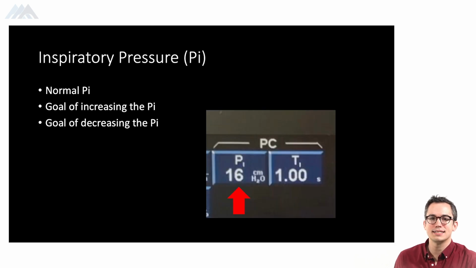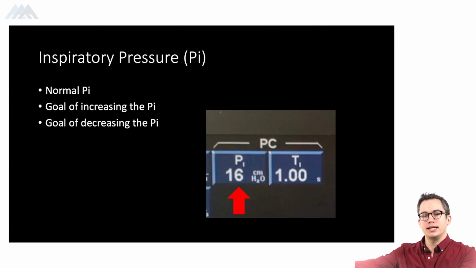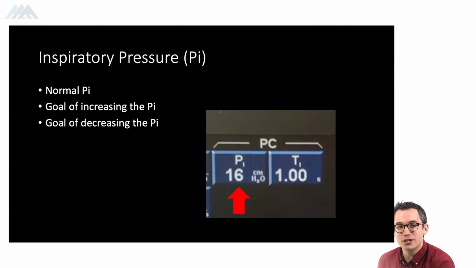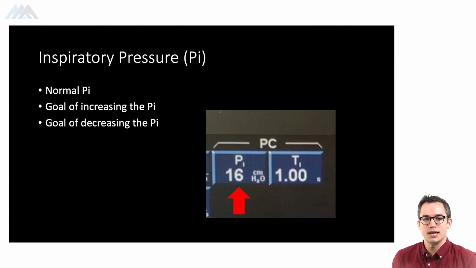Our next setting, inspiratory pressure. When we're setting our inspiratory pressure, that's going to be the initial pressure that we're giving and delivering to our patients that then ultimately is going to give us a tidal volume. And now that we understand the role of a tidal volume, if we increase our inspiratory pressure, that's subsequently going to increase our tidal volume. But if we decrease our inspiratory pressure, that's going to, you got it, decrease our tidal volumes as well.